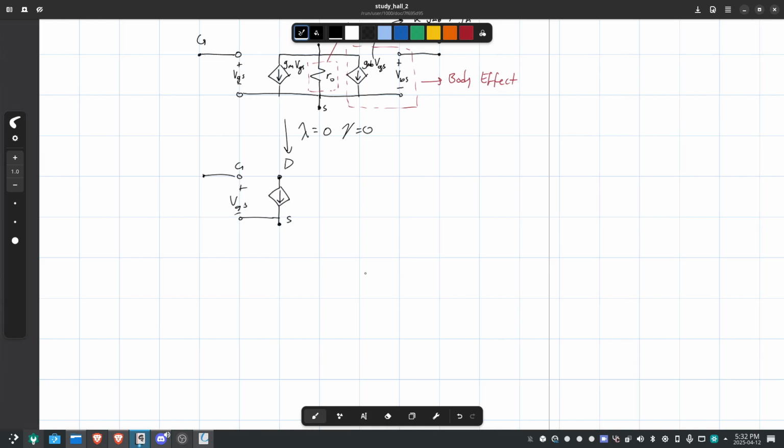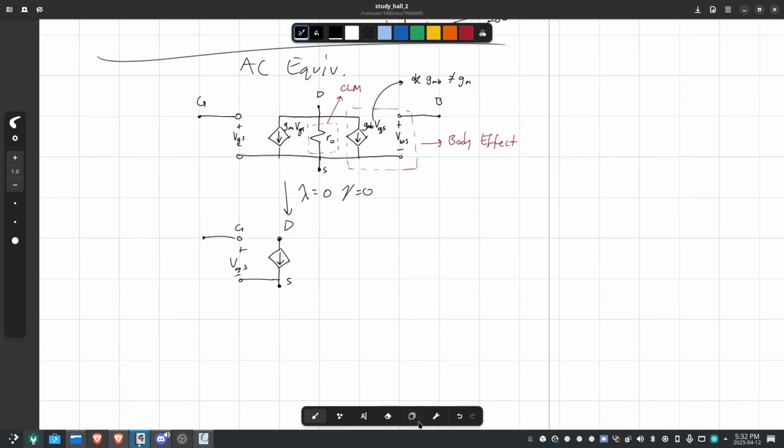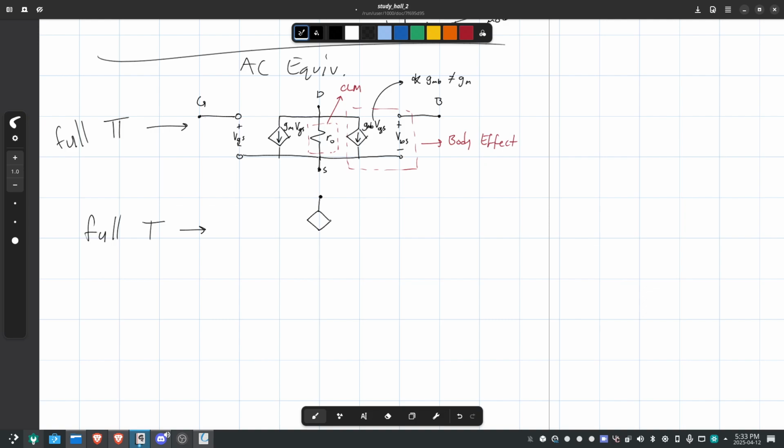Yeah, okay. So that's as simple as your pi model will get. This is your pi model. Full pi model. And then you have your full T model. Again, there is no body effect T model that we're taught. So if you have a body effect, don't use the T model. And it looks like so.